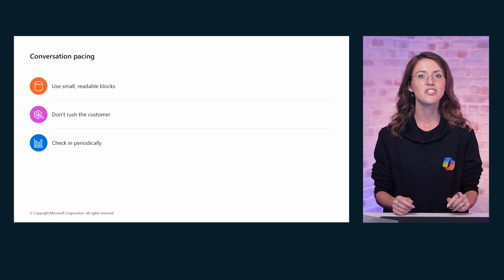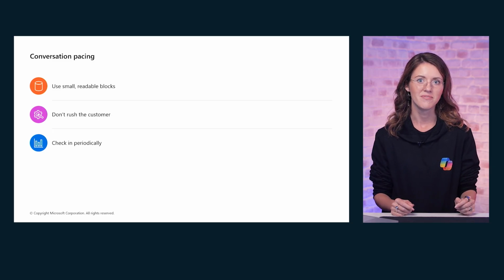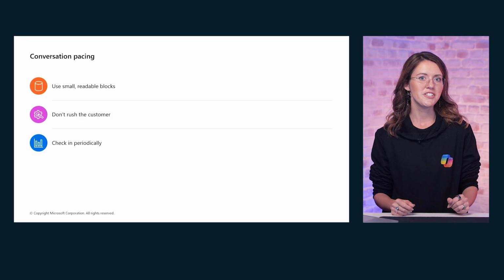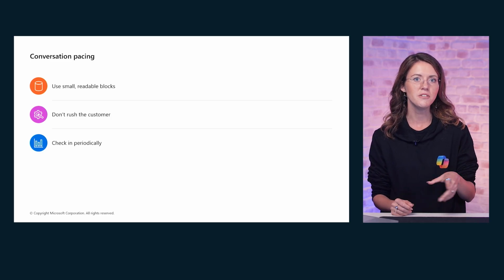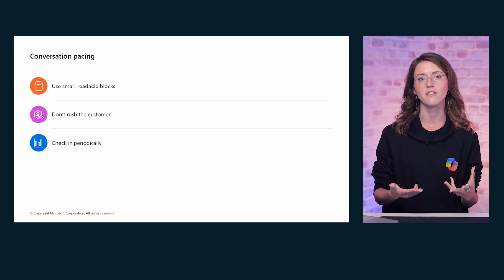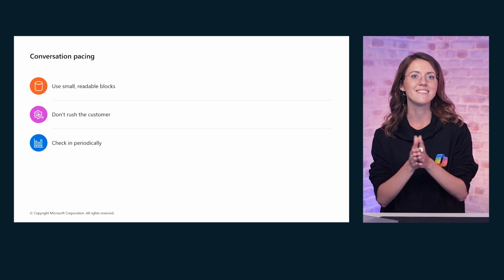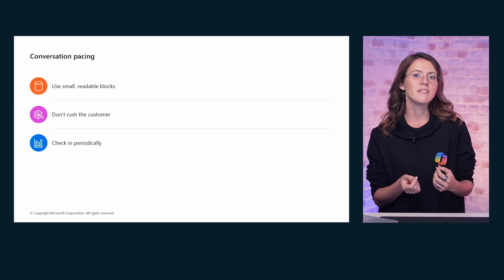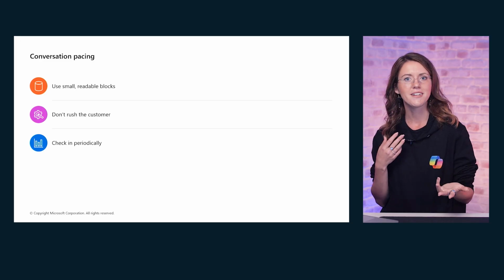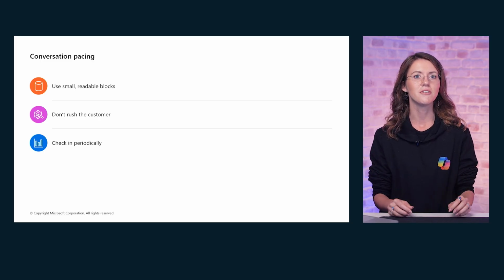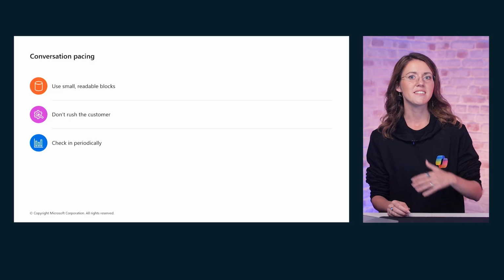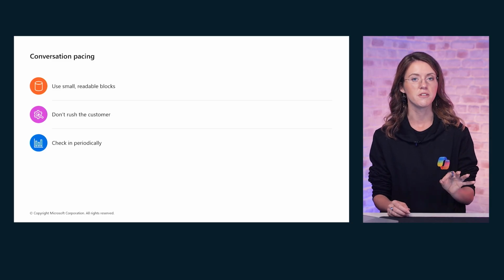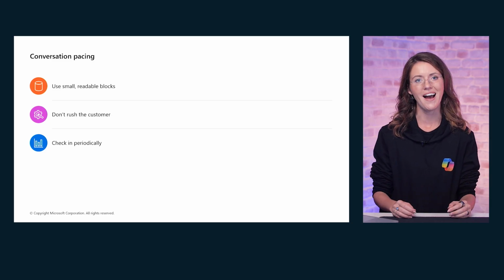And finally, check in regularly. Since you can't see facial expression or body language, it's important to ask if the user is following along, especially after giving a detailed answer. A simple "Does it make sense?" or "Would you like to go deeper on this?" can go a long way. These pacing techniques help your Copilot feel more human, more thoughtful, and more helpful.